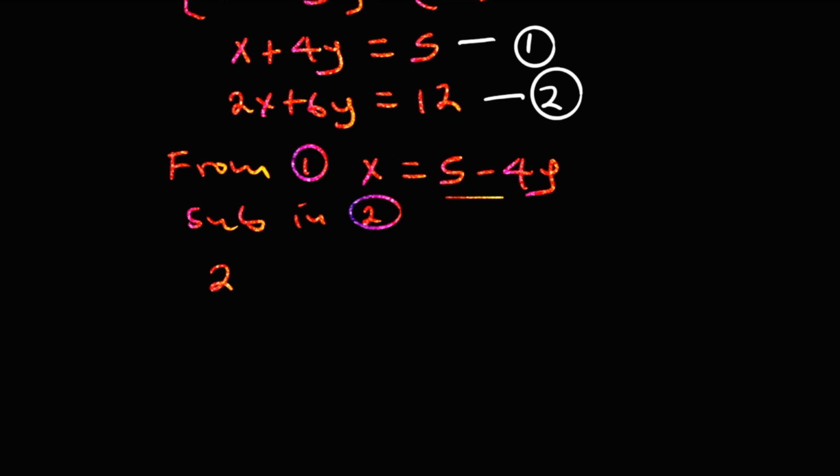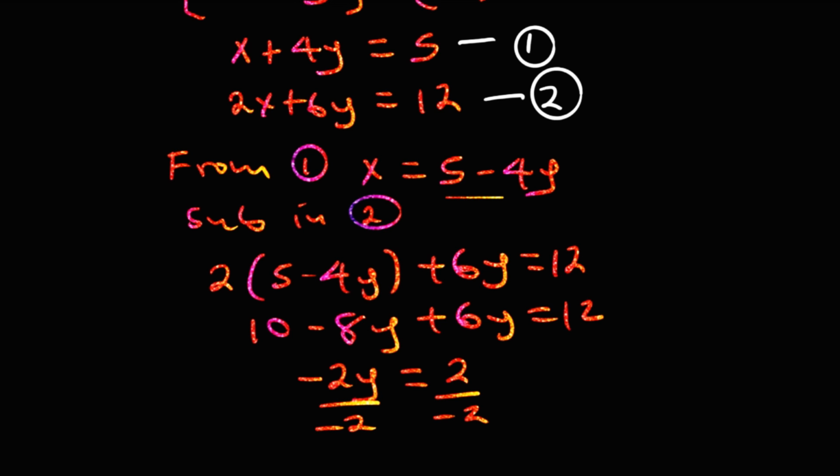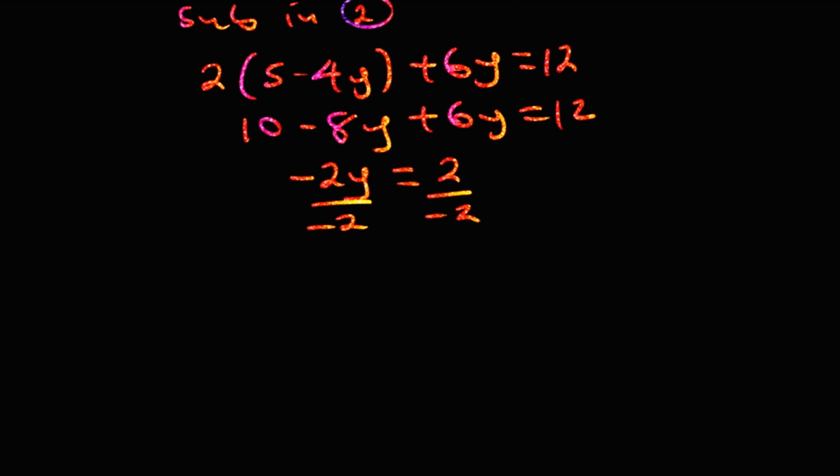So we want to have 2x, that is 2 times (5 minus 4y), plus 6y equals 12. So we open up this bracket, so we have 10 minus 8y plus 6y equals 12. So we can collect like terms. You have minus 8y plus 6y, which is minus 2y, and then you have 12 minus 10, that is 2. So we divide both sides by negative 2, so that we have the value of y as negative 1.